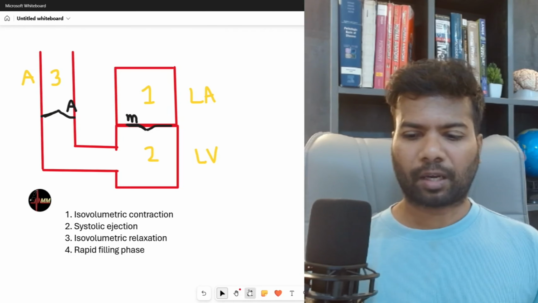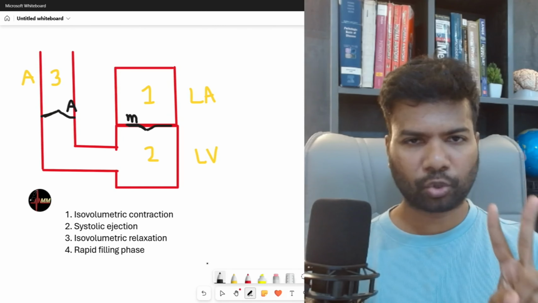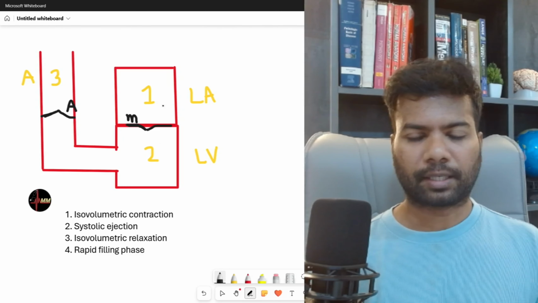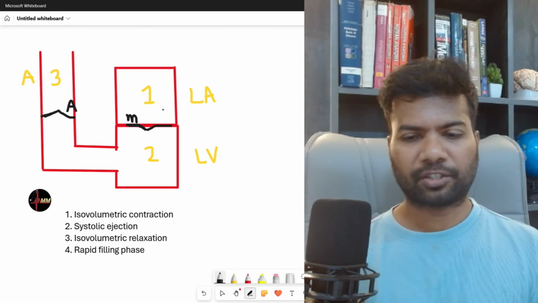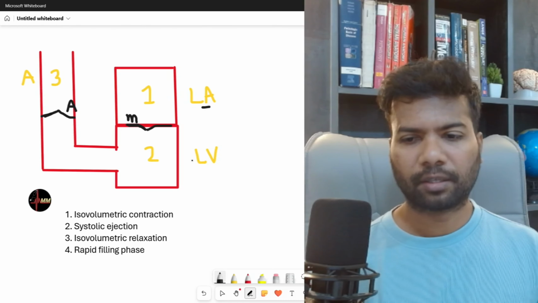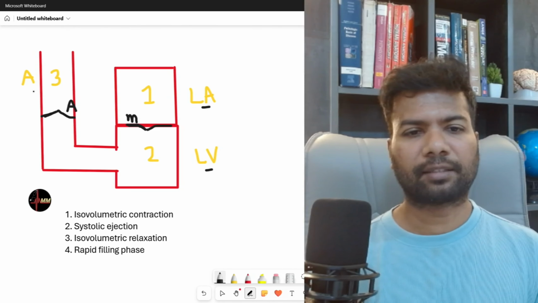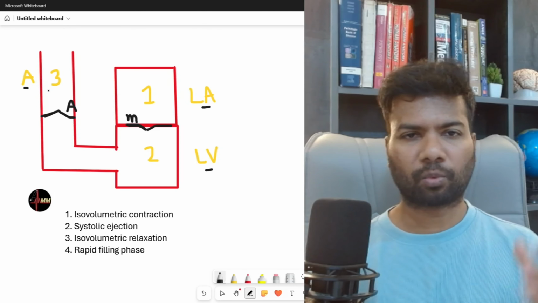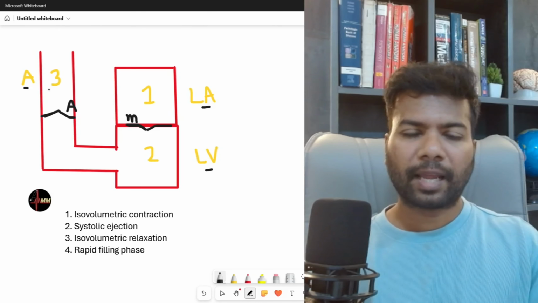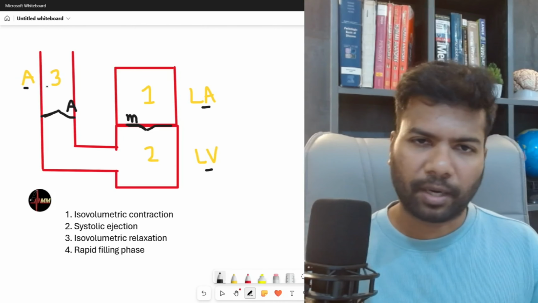Okay, so before I go to the four phases of the cardiac cycle, I want to make sure you know these two important points. One is that I want to mention the chambers. Left atrium, I have mentioned this as one, and left ventricle as the second chamber, and the aorta, that is the third chamber. One, two, and three chambers, and the interplay between the pressure and the volume is nothing but the cardiac cycle.